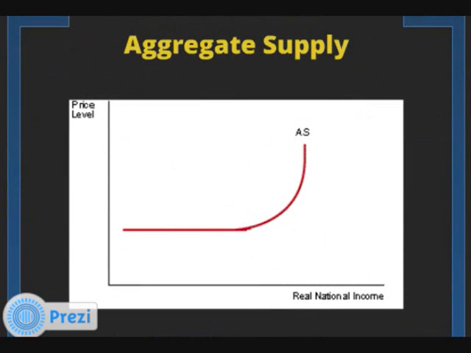Aggregate supply is the total output that firms in the economy are willing and able to supply at different price levels in a given time period. Any changes in aggregate demand, aggregate supply, or both will usually lead to a shift in general price level, provided that the economy is not in the Keynesian range, which is the horizontal portion of the curve.